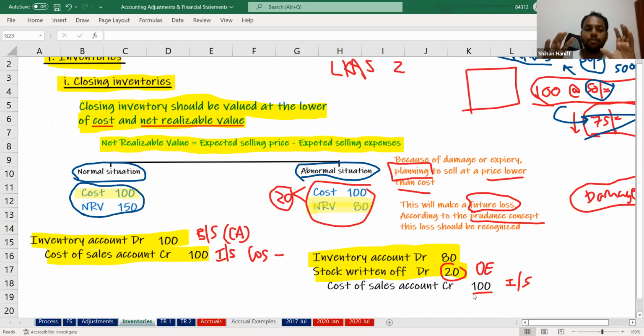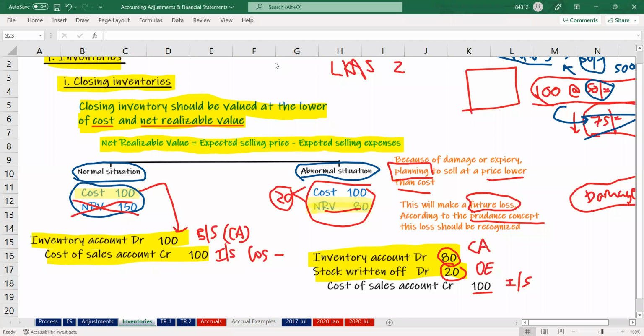In the first situation, if the selling price is high, nothing to worry, just take only the cost. You don't worry about the NRV. You take only the cost and record the double entry. But if the NRV is less, then you have to take only 80 to the current asset, 20 loss, 100 to the cost of sales.